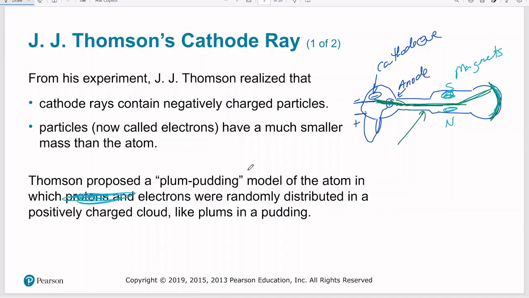So Thomson realized that subatomic particles existed and that we must have positive and negatively charged particles in an atom. He proposed what was called the plum pudding model of the atom, in which electrons were randomly distributed throughout a positively charged cloud, like plums in a pudding.